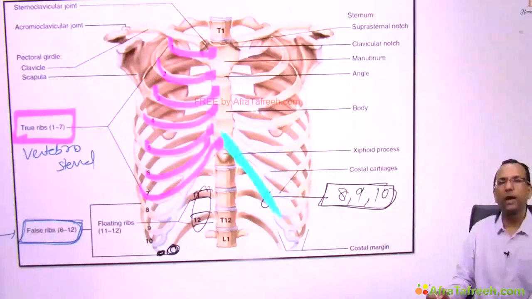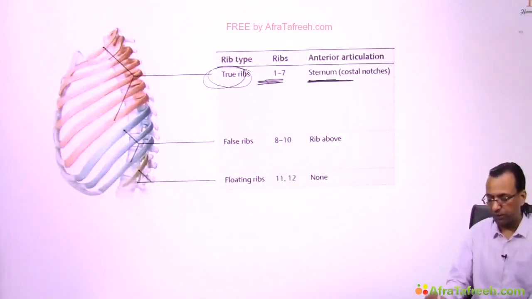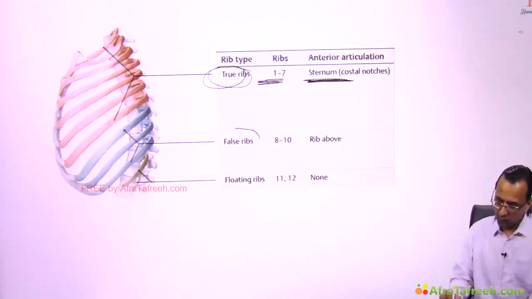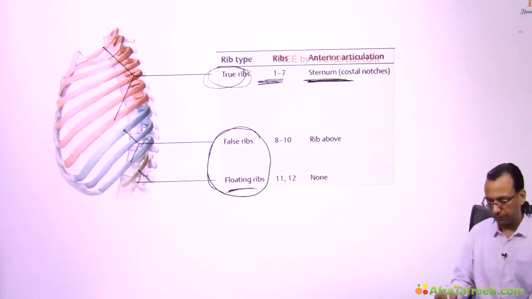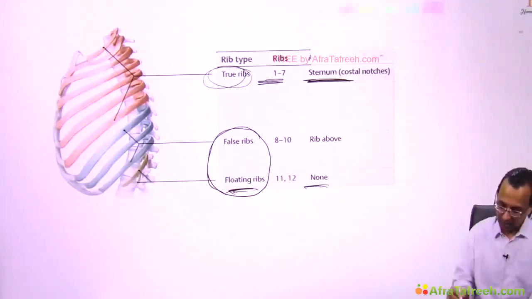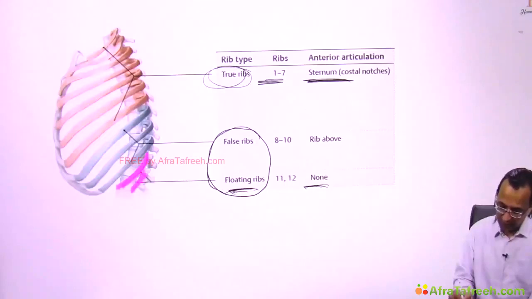No. Let us look at them again. You have to understand that the first 7 are true ribs, because they come from the vertebra to the sternum: vertebro-sternal ribs. Then the lower 5 ribs are false ribs, out of which the lowermost are floating ribs. But why would you say floating ribs? Because you see here, they are just floating and they are not attaching to the sternum at all.